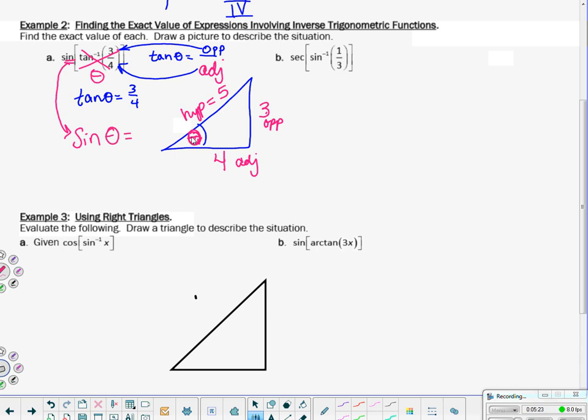So sine of theta. Sine is opposite over hypotenuse, what I was referring to earlier. Opposite is 3, hypotenuse is 5. So the solution to this particular one is 3/5.